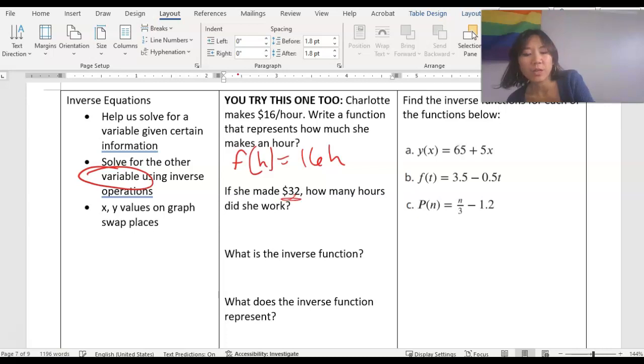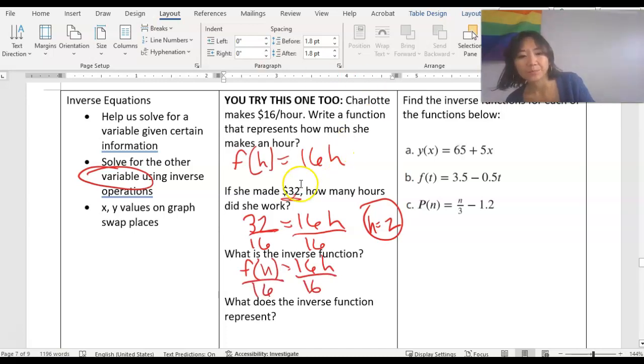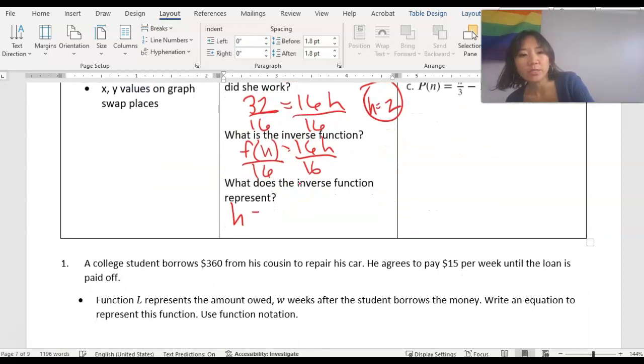If she made $32, how many hours did she work? So I would say 32 equals 16h, and then divide both sides by 16. So h equals 2. This would tell me she worked 2 hours. The inverse function then is f of h equals 16h. If we divide both sides by 16, we get h equals f of h, or y, over 16, and this represents hours worked.